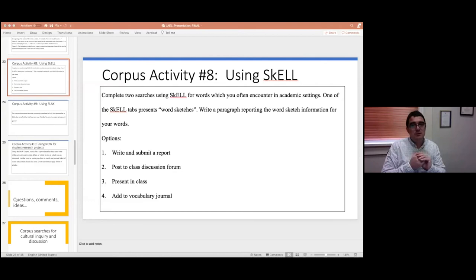Links are in the Q&A section. Cool. Okay, so if no more questions there, then I'll toggle back to the next section.